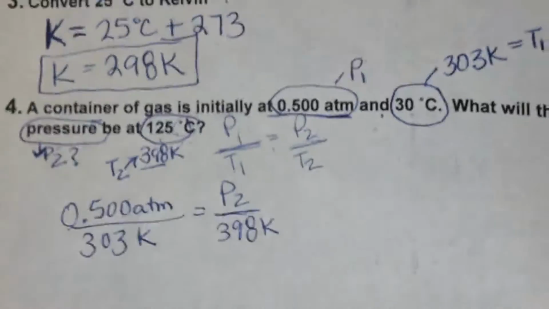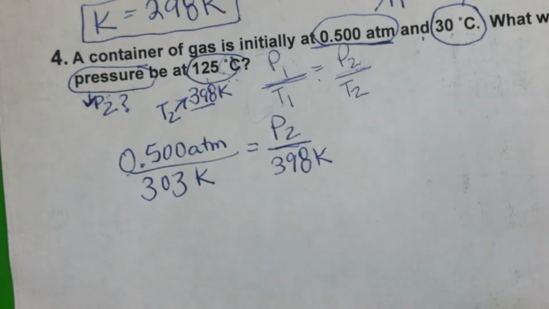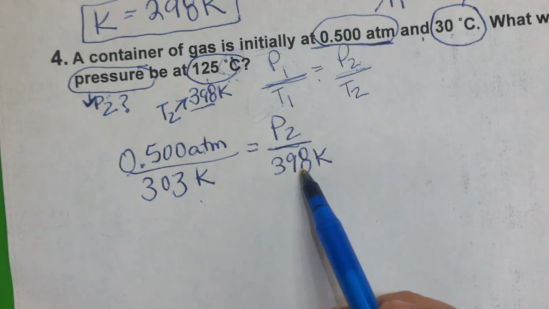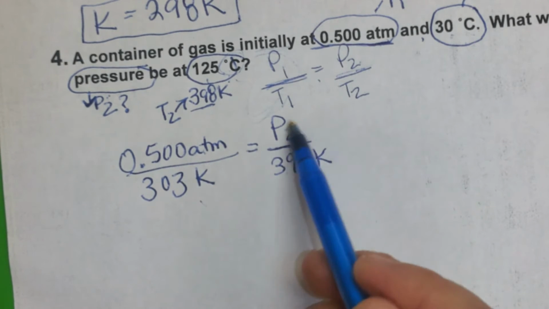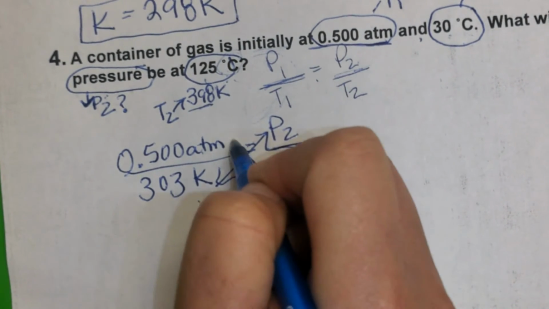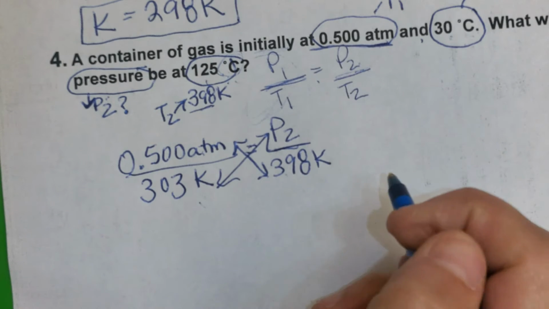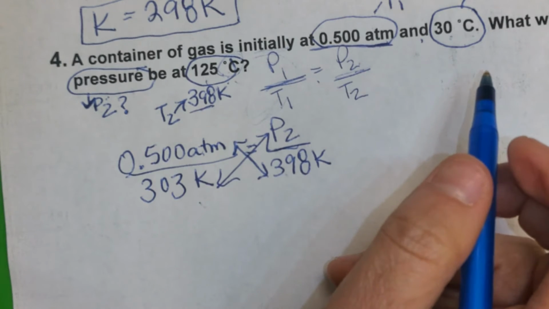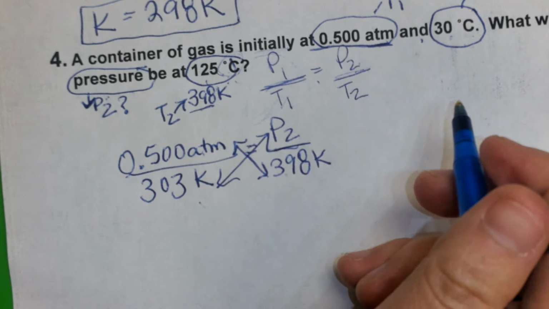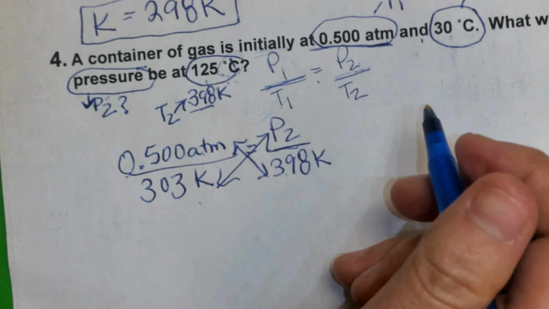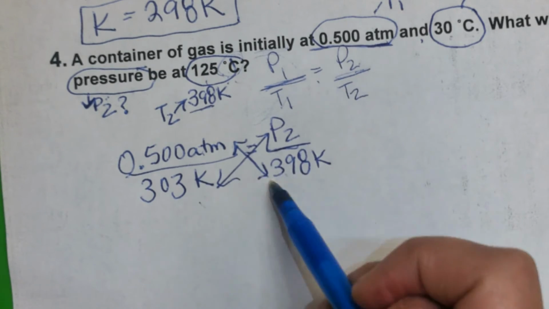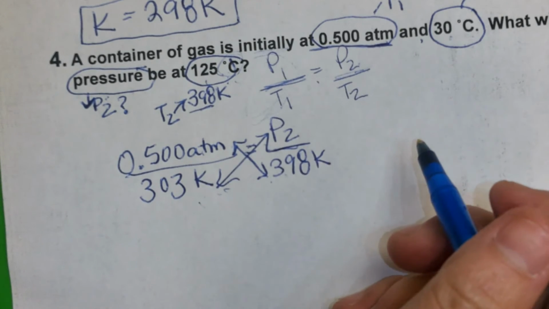Even if you were solving for P1 or T1 or T2, always cross multiply, because it's so much easier. After that, to move numbers around, you just have to divide. You don't have to do any other steps. I want to keep it simple, so again, cross multiply is your best bet on this one.